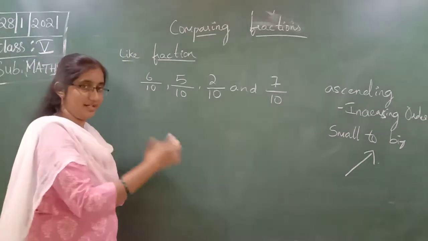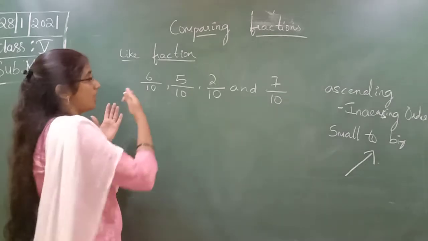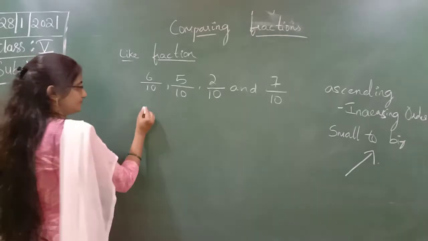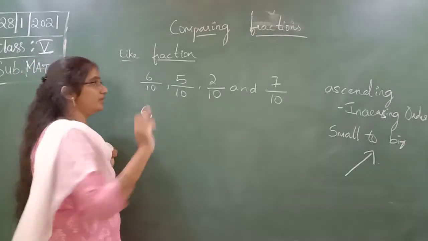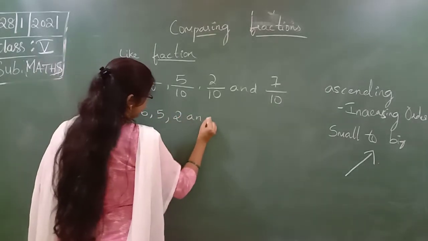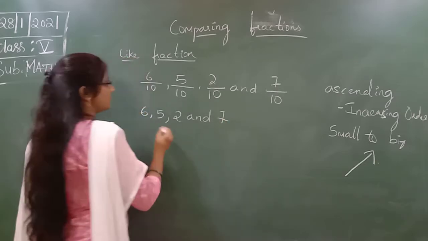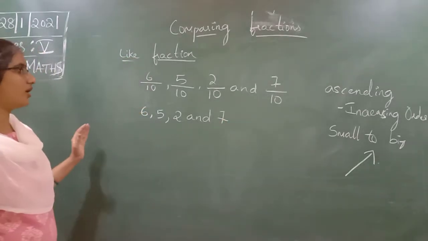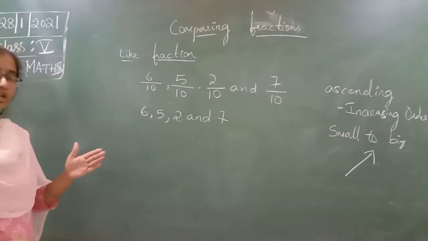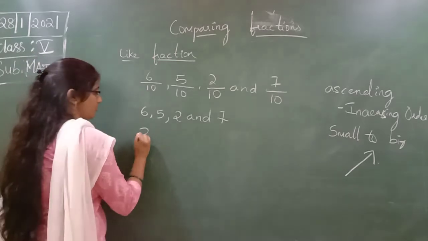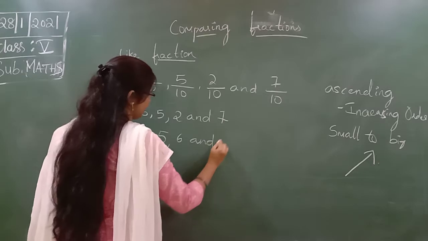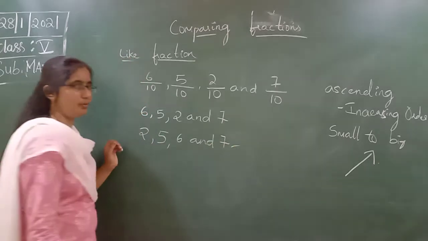we have to compare only the numerator values to know which is greater and which is smaller. Here we take only the numerators: 6, 5, 2 and 7. Now put them in ascending order. What is ascending order? Small to big: 2, 5, 6 and 7. This is the ascending order of the numerators.